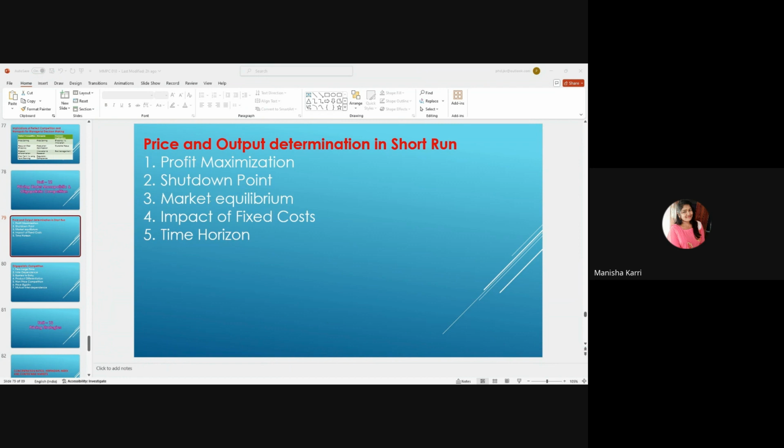Later, impact of fixed costs. Fixed costs do not impact short-term production decisions directly, as they are sunk costs. However, they influence the short-term decisions if price falls below AVC. Later, last one is time horizon. In the short run, firms cannot adjust their fixed factors of production, such as plant size. This limits their ability to respond to changes in demand, affecting their pricing and output decisions.